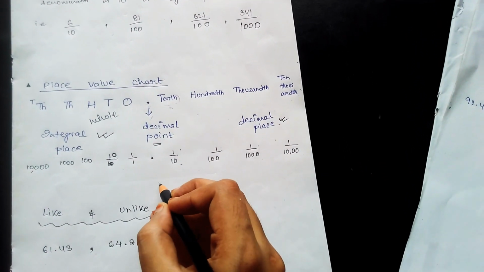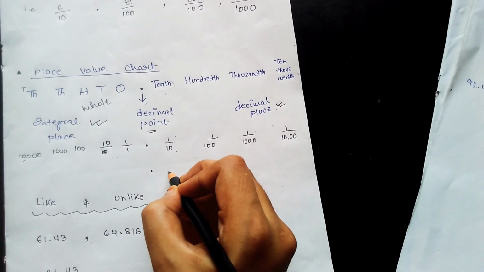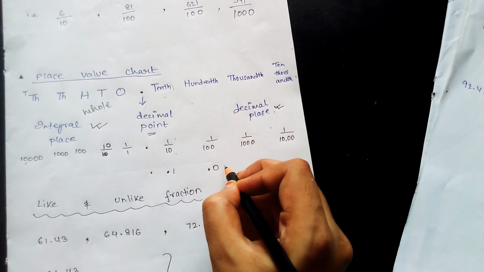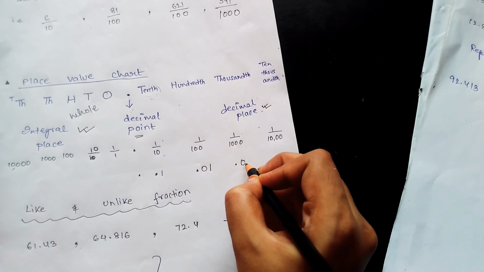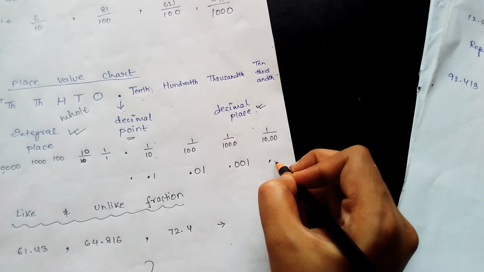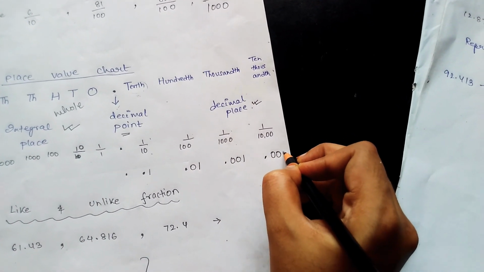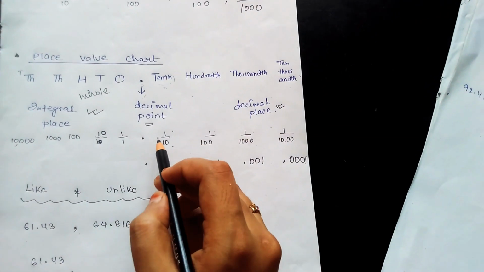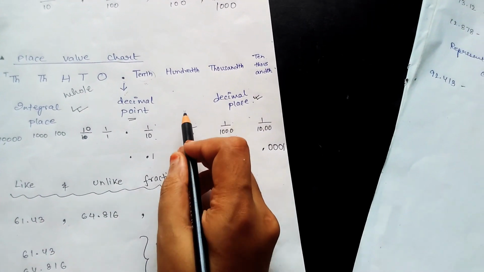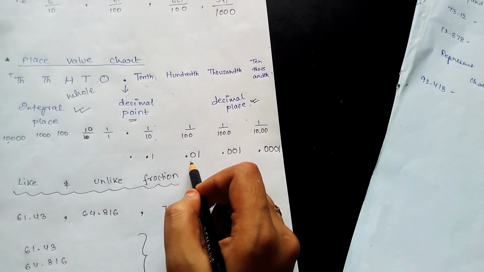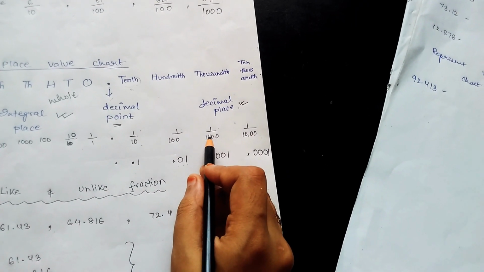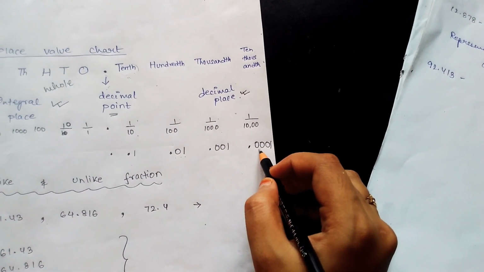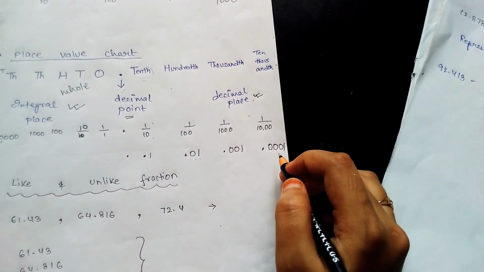Or you can also write like this: 0.1, 0.01, 0.001, 0.0001. Okay, understood? Tenth means 1 by 10 or 0.1. Hundredth means 1 by 100, or you can say 0.01. Thousandth means 1 by 1000, that is 0.001, and ten-thousandth means 0.0001.